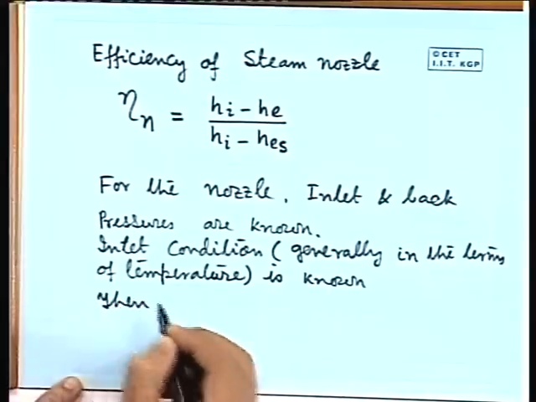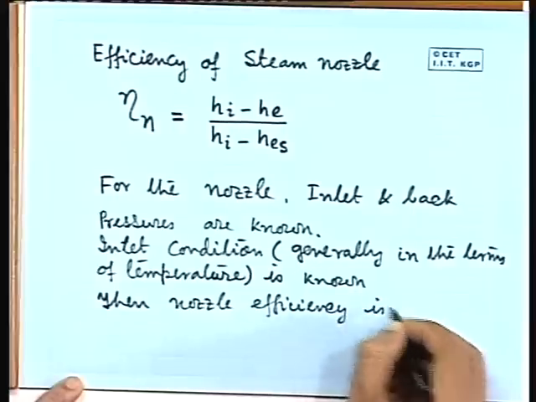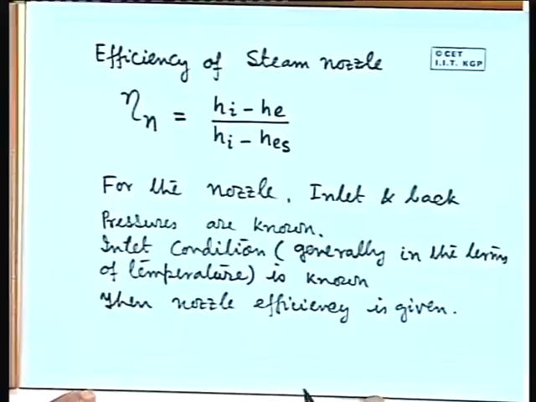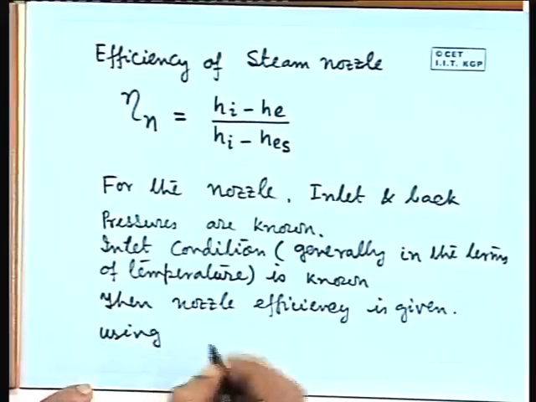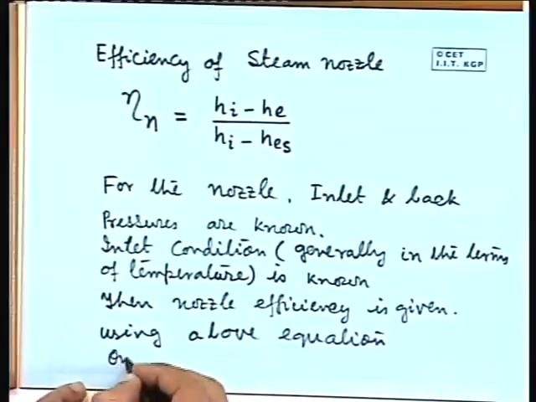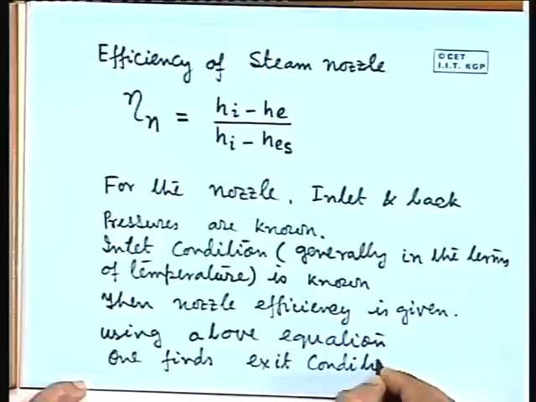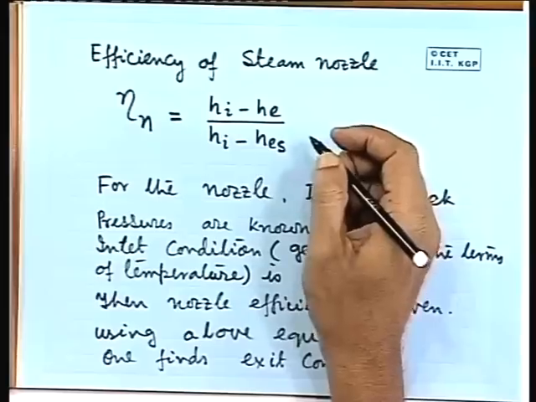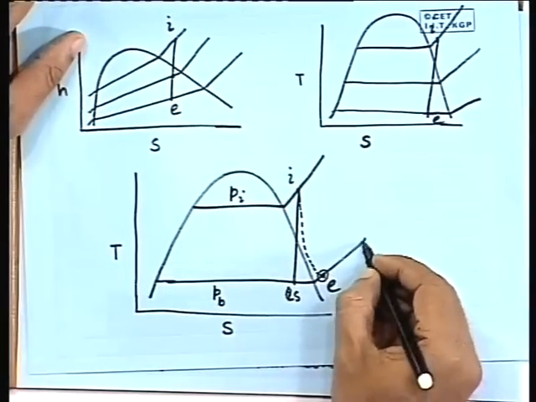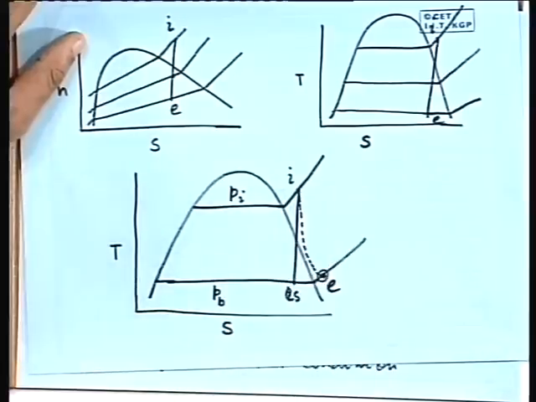Then the nozzle efficiency is also given. Using the above equation, one finds the exit condition. So, using the above equation, one can find out the exit condition of the nozzle. That will be on the same pressure line, but it will have a higher entropy value compared to the inlet of the nozzle.